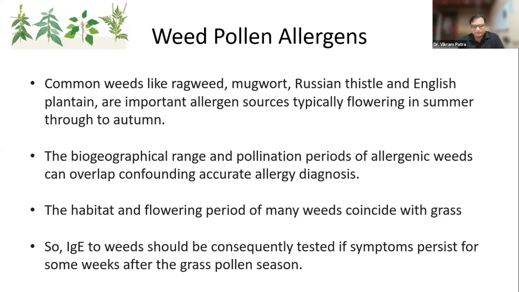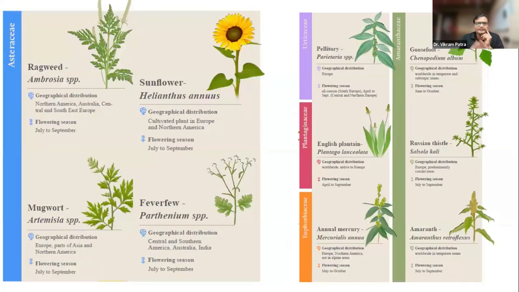So how to diagnose then? IgE to weeds should be tested if symptoms persist for some weeks, because the first thing that will come to our mind will be grass pollen, which is more common than weed allergy. So if the symptoms persist even after the pollination season of grass has gone, then we should check for the weeds. So these are the typical different weeds which are present.